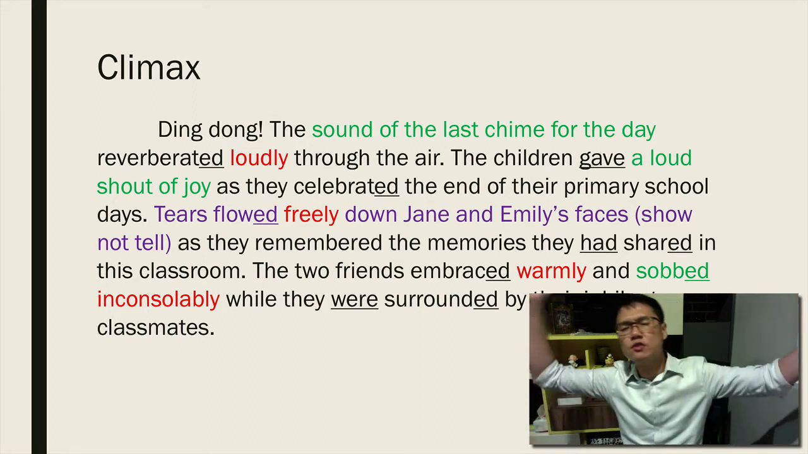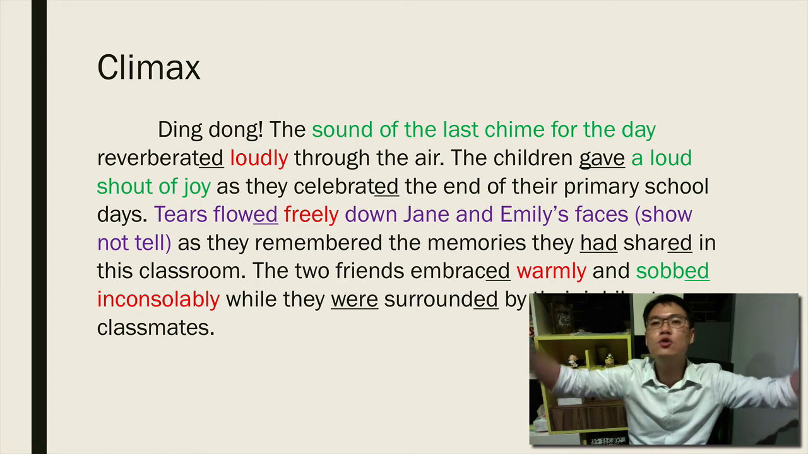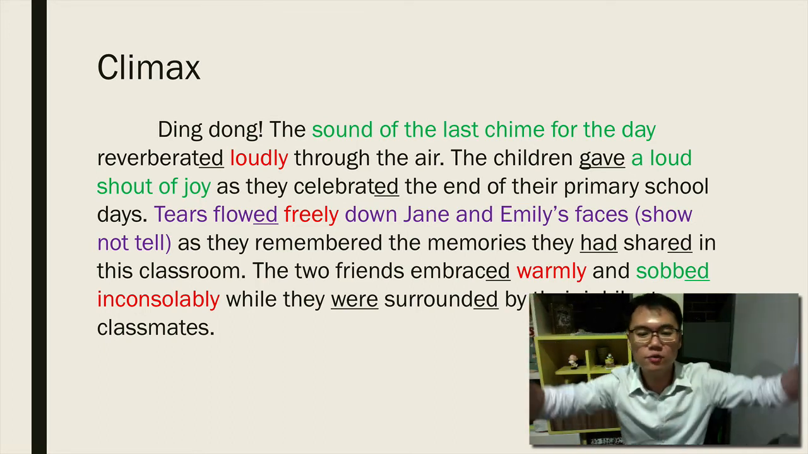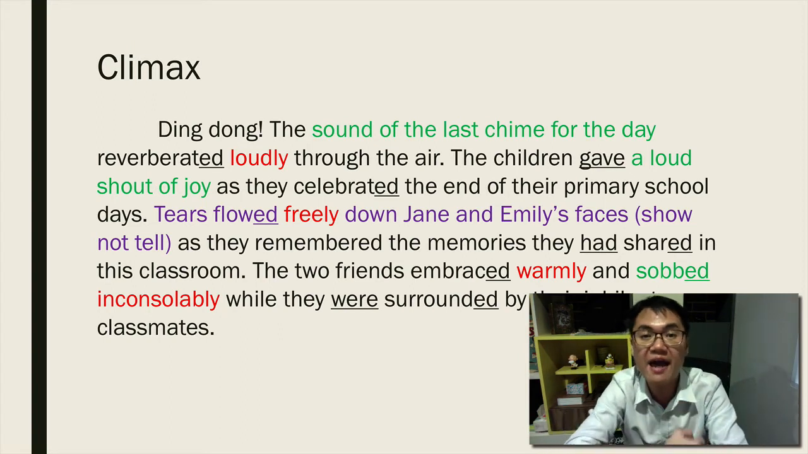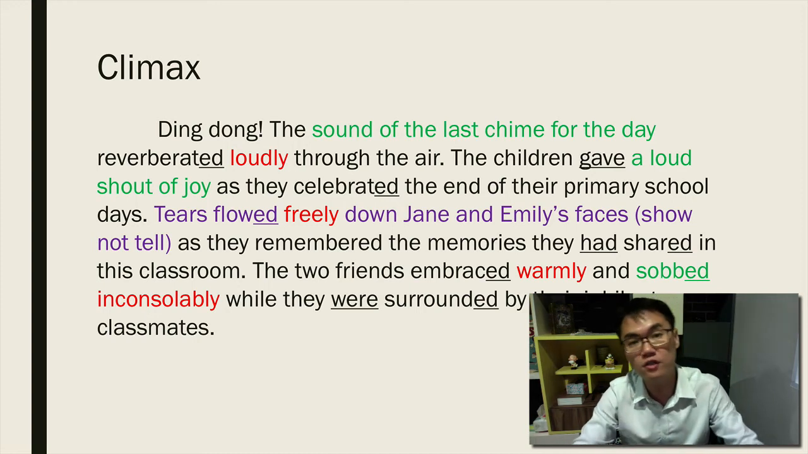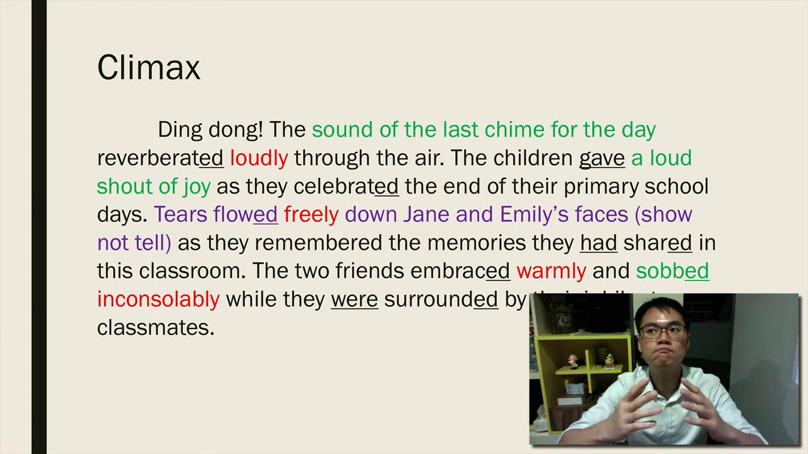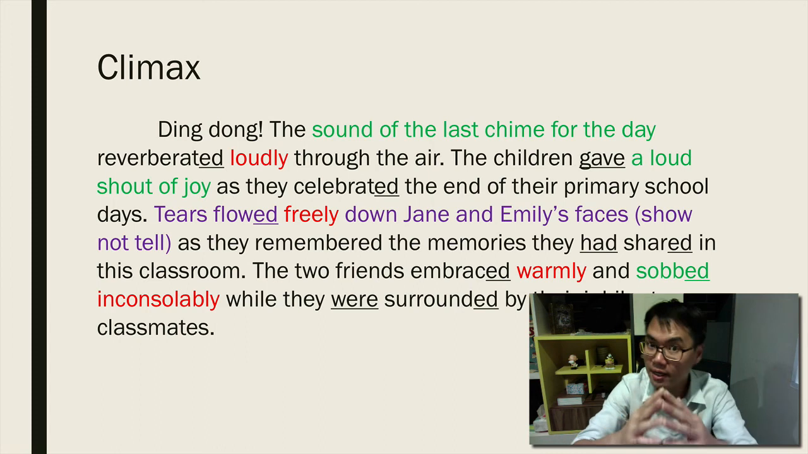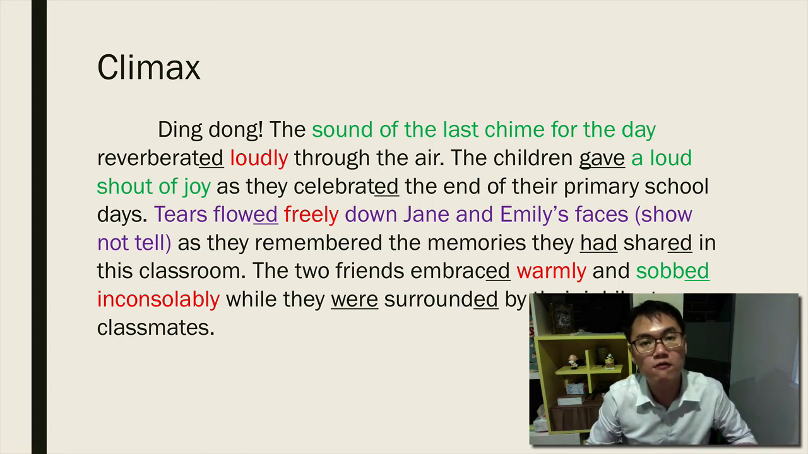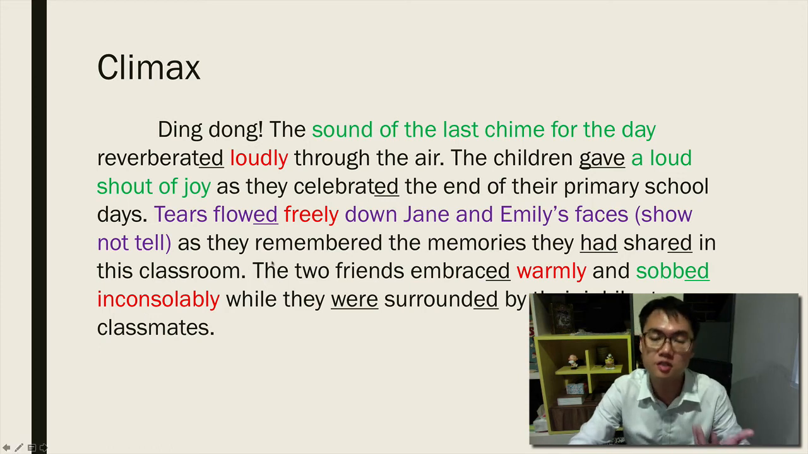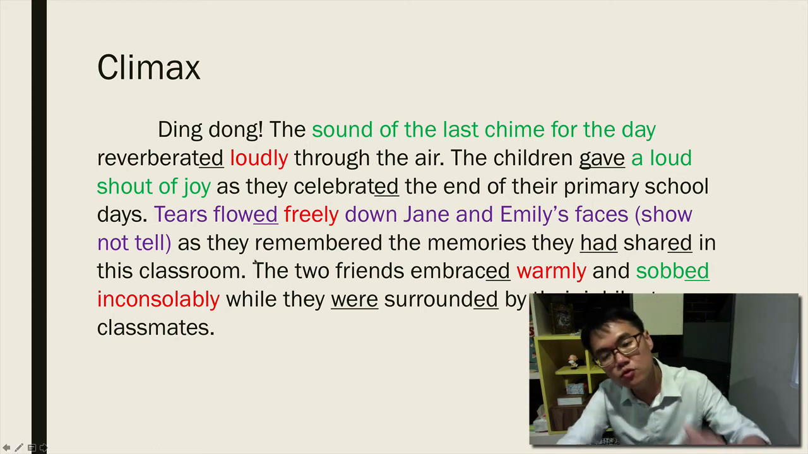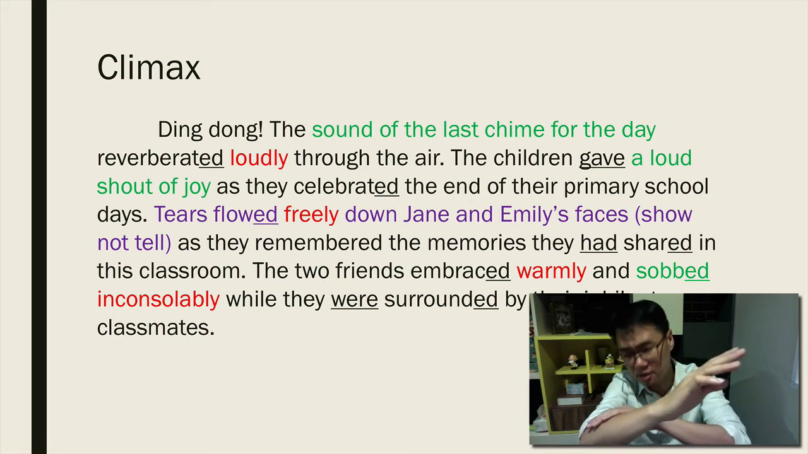So even as everyone was shouting, "Yay, the last bell! We are no longer primary school students, hooray!" Even while that was going on, the 2 friends were embraced and sobbing because they were sad that they were about to leave each other for different schools. So I'm sure you can agree that this is perhaps the most eventful part of the story, the climax, where the sadness of the girls finds its expression in the way that they're sobbing inconsolably, meaning they could not stop crying. It was a sad moment for them. So now we move to the last part of the story, which is the conclusion, the coda.